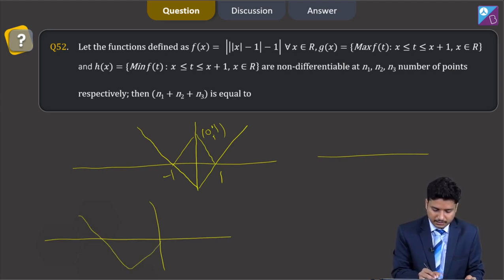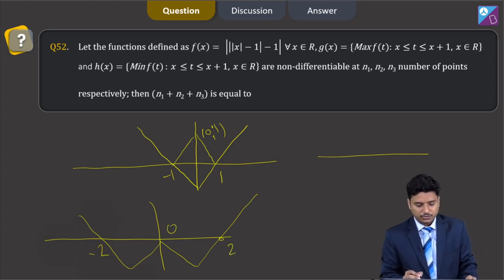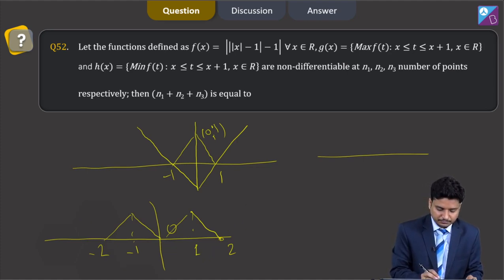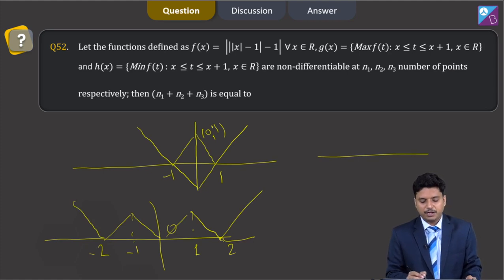This will be like this, and this will be point minus 2, this will be 2, this will be 0. Fine. And now we have to take another mod, that means this is our final graph for fx. So this will be your point 1, this will be your point minus 1. We can now remove this portion. This is the required graph for fx.